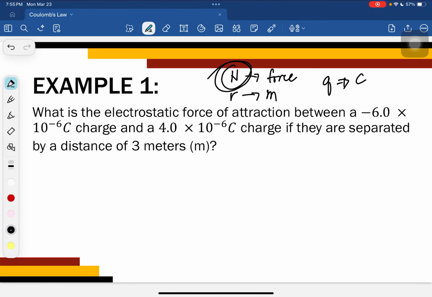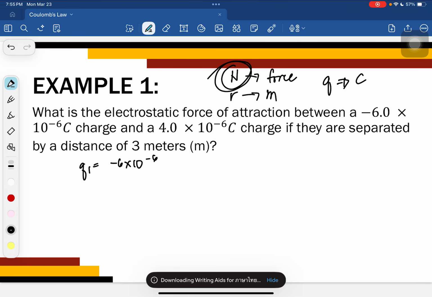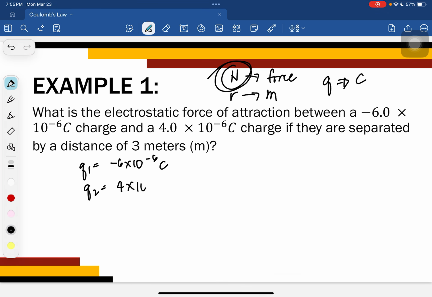So let's solve the first one. Usually we just get the givens. So Q1 here is equal to negative 6 times 10 to the negative 6 coulomb. Q2 now is 4 times 10 to the negative 6 coulomb. You have a distance r, which is 3 meters. No need to convert anything, simply because everything is consistent. So required here is the force. We're looking for the force.